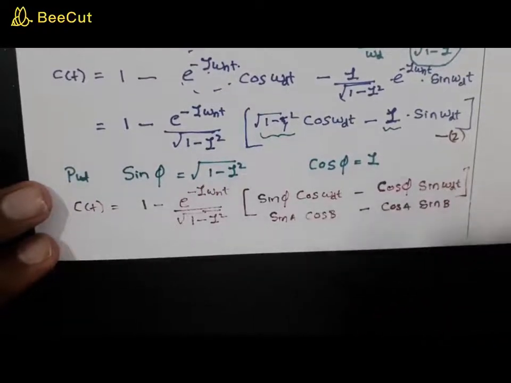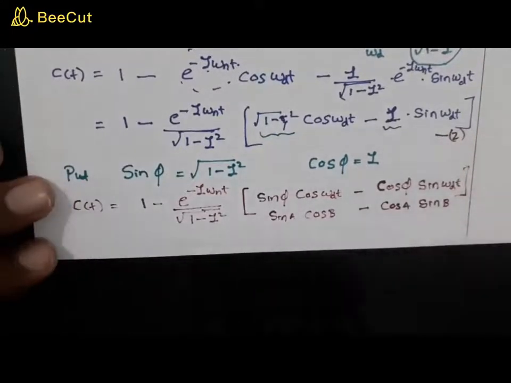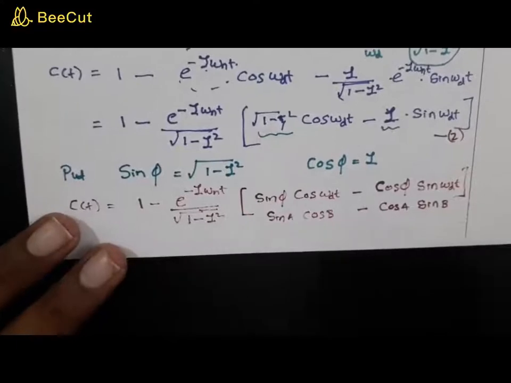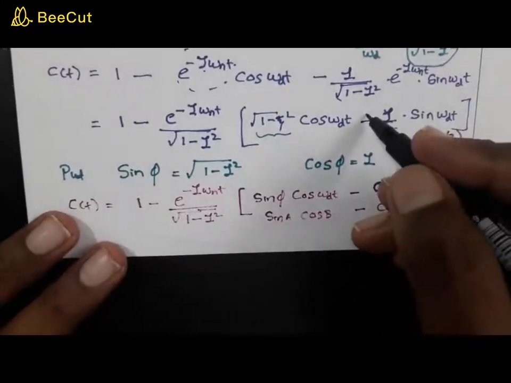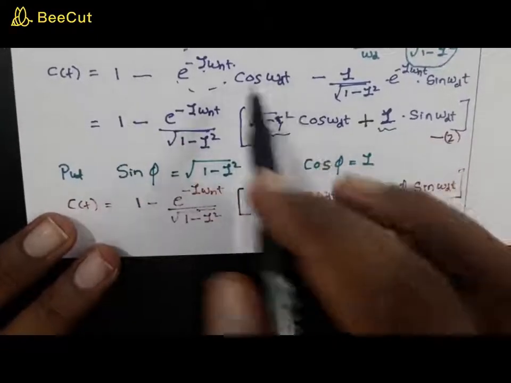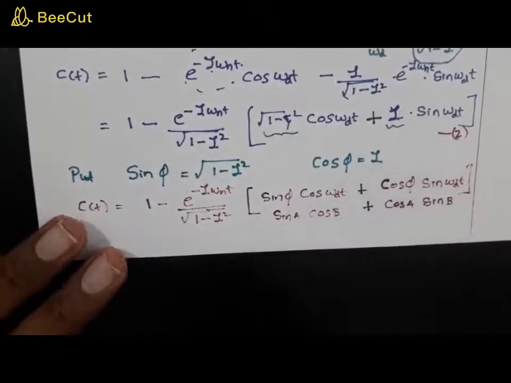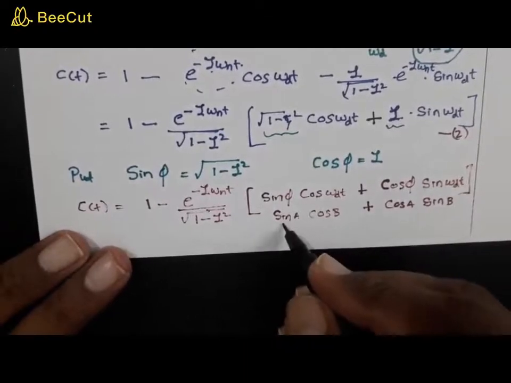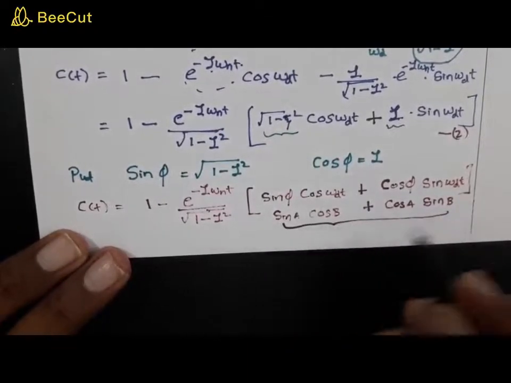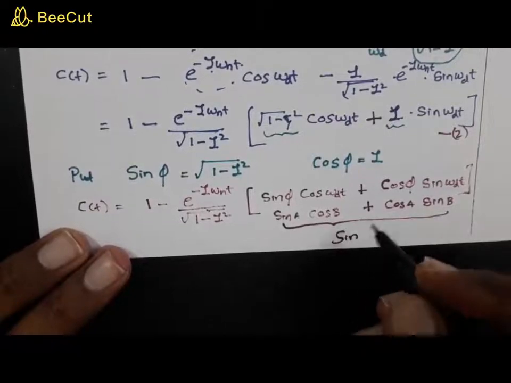Now using that identity, you can convert that. Okay, there is a correction here. It is plus, because you are taking this minus common outside. So this will be plus, and this one will also be plus. So what you can write is sine A cos B plus cos A sine B, which is nothing but sine of A plus B.